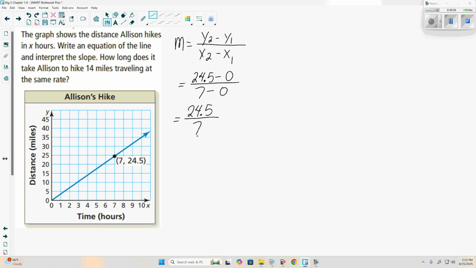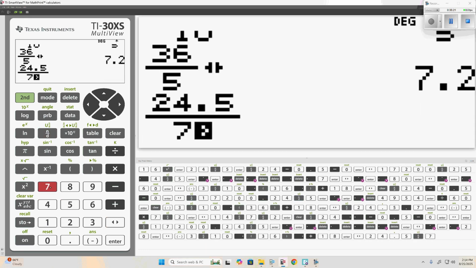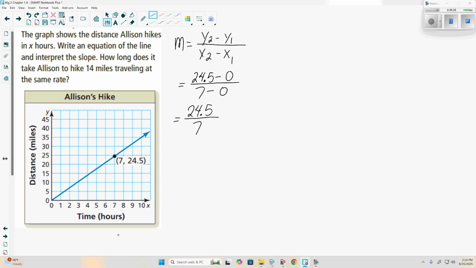Now, unlike the last problem, we can't leave it like this, because of one main reason. We have a decimal and a fraction together. We can't have decimals and fractions together. And the nice thing is most every single calculator will simplify that for us. So we can say that the slope is 3.5.